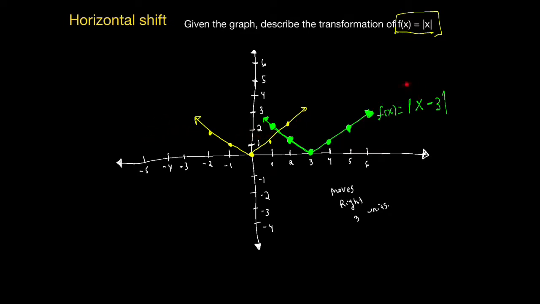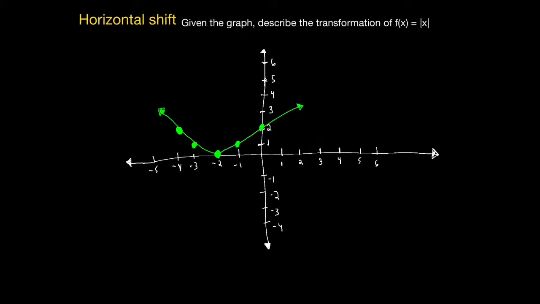You can prove this by just plugging in points. For example, if you plug in 0, 0 minus 3 is negative 3, but then the absolute value of negative 3 would land you at this positive 3. Here we're going to avoid those technicalities because we just want to shift the graph. That's all we're interested in right now. So let's go ahead and check out another problem, such as this one.